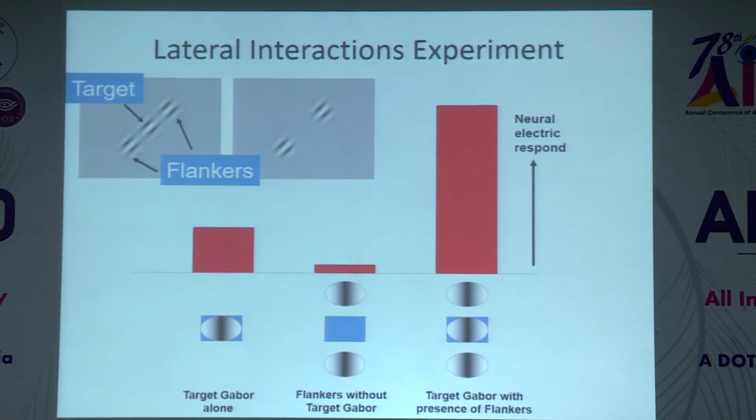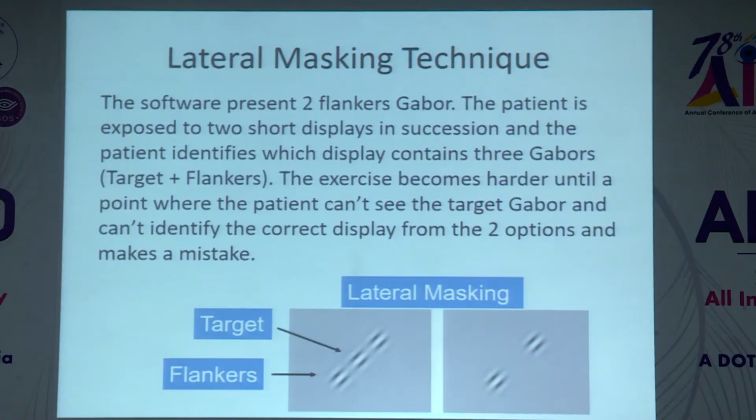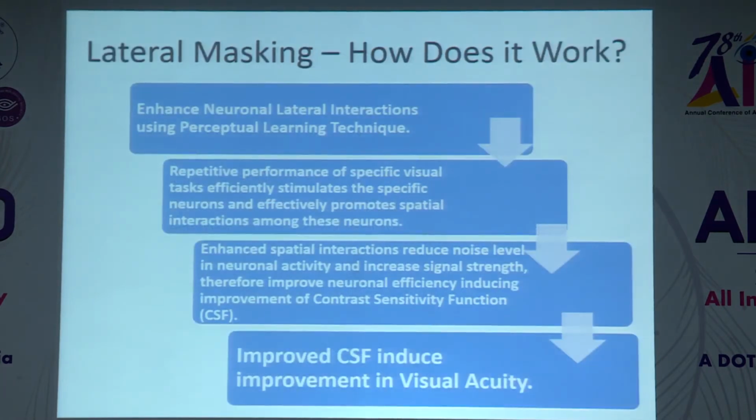They tried using the Gabor patch alone, the Gabor with the flankers, and the Gabor without the flankers, and they found the maximum neural electric response when the Gabor patch along with the flankers was used, and this was what was used in this software. The exercise becomes harder until the patient can't see the target Gabor, can't identify the correct display from the two options, and makes a mistake. So it enhances neuronal lateral interactions by a perceptual learning technique.